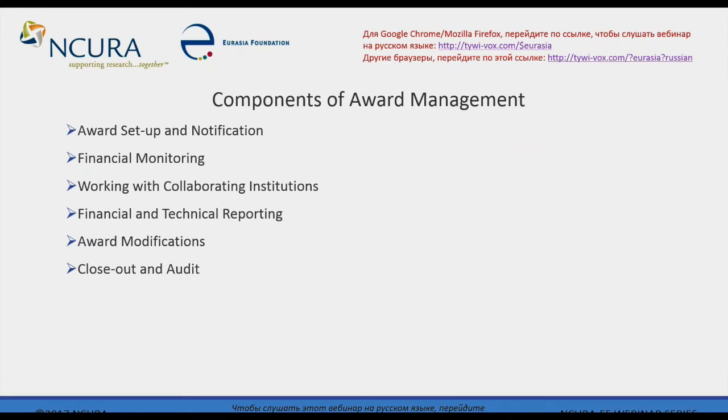There are many administrative responsibilities in award management. Today we'll focus on these specific areas: award setup and notification, financial monitoring, working with collaborating institutions, financial and technical reporting, modifications, and closeout and audit. Let's talk about each of these in greater detail.